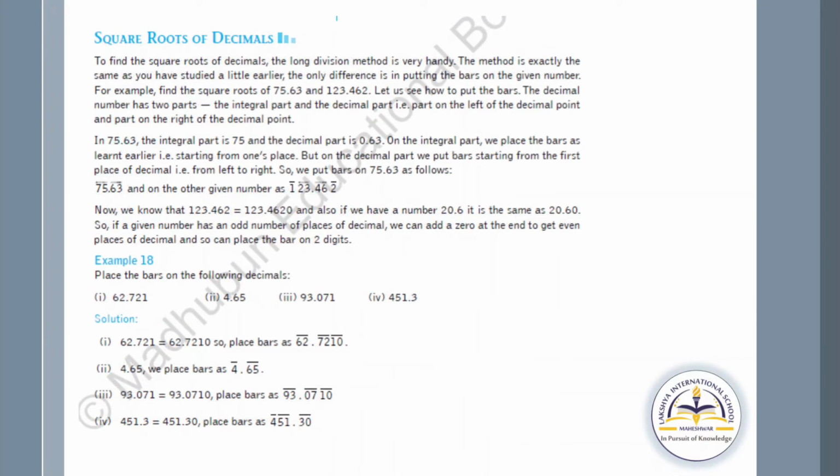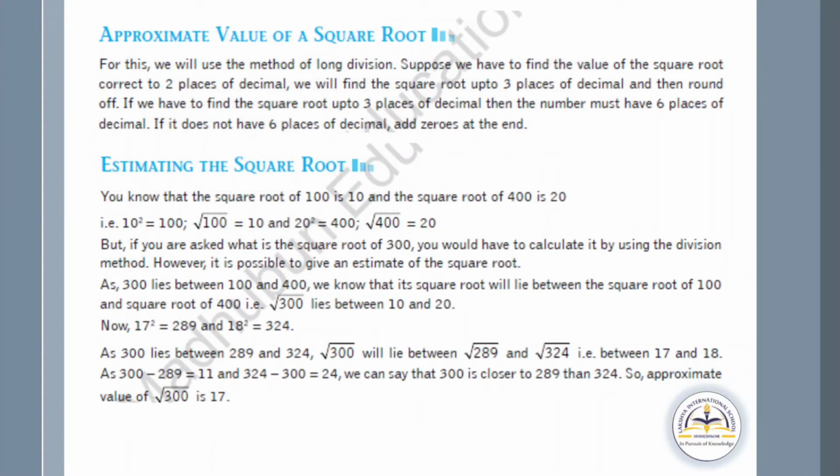Now square root of decimals. In the same manner we solve for decimals also. Here you can see we make the pairs from the left side, means here 62, then 72 and then 10. Then approximate value of a square root, estimating the square root. Now you have to read both the topics.